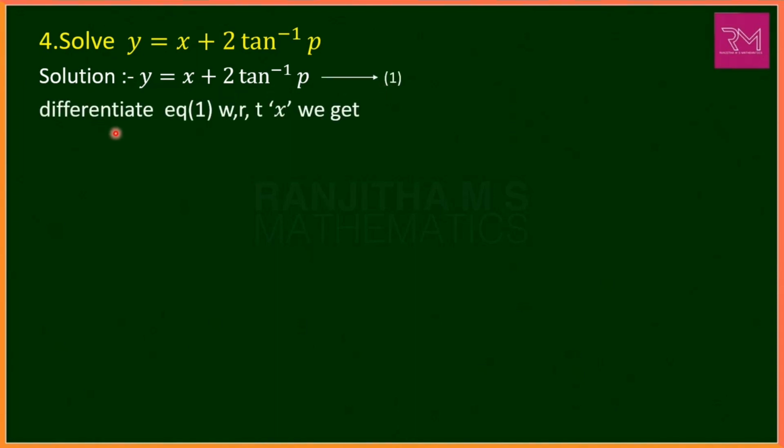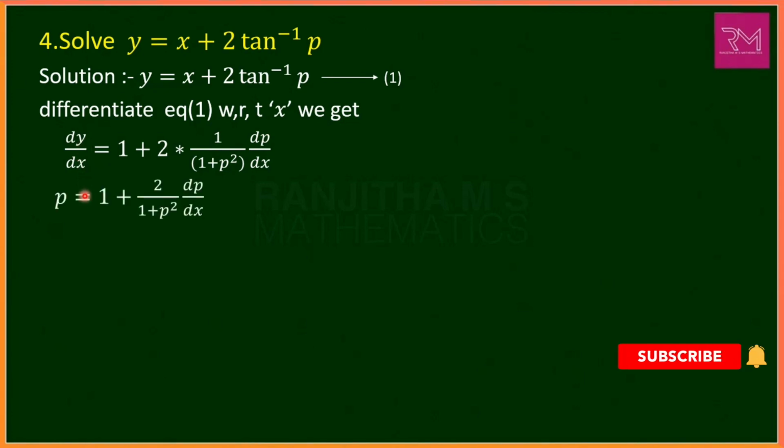Next step, we have to differentiate equation 1 with respect to x. We get differentiation of y with respect to x, which is dy by dx, equal to differentiation of x with respect to x, which is 1, plus 2 into the differentiation of tan inverse p, which is 1 by 1 plus p square, into again differentiating p with respect to x, that is dp by dx. Next step, we substitute dy by dx as p. We get p equal to 1 plus 2 divided by 1 plus p square into dp by dx. We take 1 to the left hand side, and we get 2 by 1 plus p square into dp by dx equal to p minus 1.